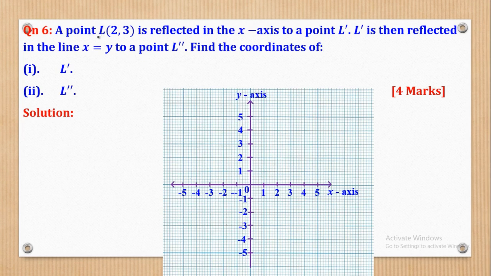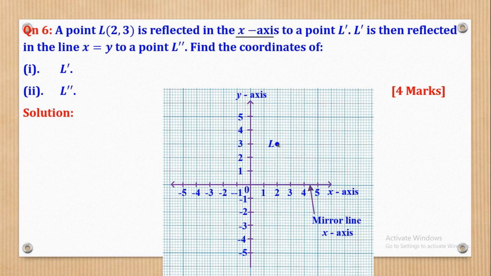So we have to plot this point 2, 3. So 2 is here and 3 is here. Therefore, the point will be there. So you come and plot that point and call it L. Now they told us that this point is reflected in the x-axis. What does that mean? This acts like our mirror line. Therefore, remember, reflection means that the distance of the object from the mirror is equal to the distance of the image from the mirror.